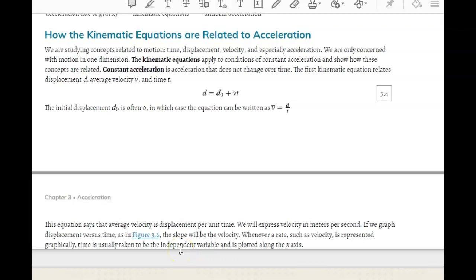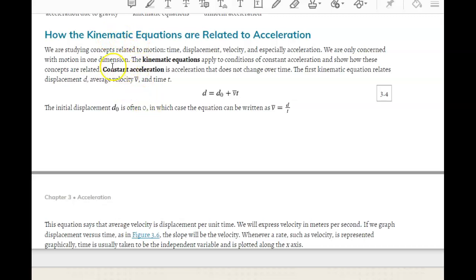Hello students, this lecture is on the kinematic equations. Basically it's talking about velocity and acceleration together. So when you combine your velocity equation, v equals d over t, you can also combine acceleration equations. So they call them the kinematic equations, and there are several of them.